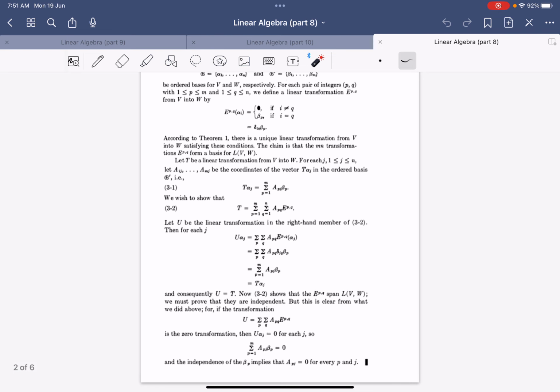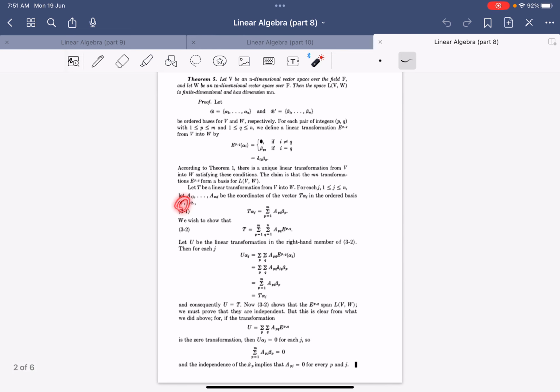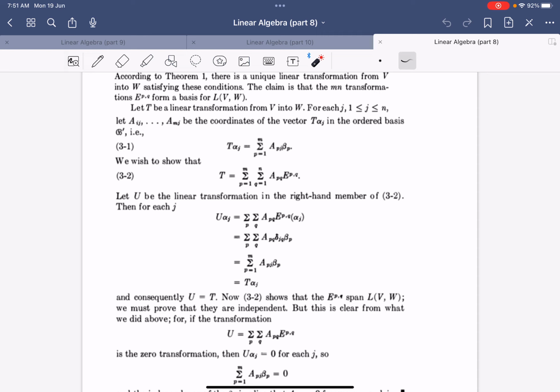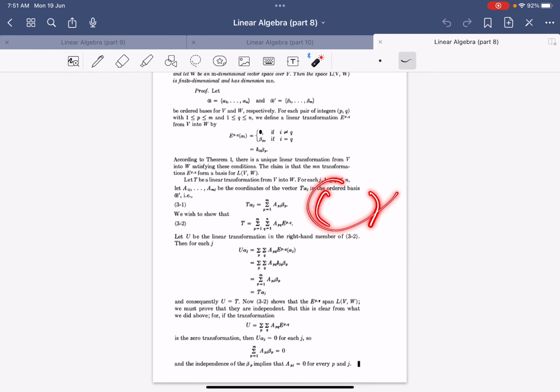Now you let T be a linear transformation from V into W, and these are the coordinates of the vector T alpha j in the ordered basis B prime. Then we will now wish to show this follows. And this follows because you can just take U to be a linear transformation, and then for each j, U alpha j will be the following. So basically the idea is just to show that this matrix will be the linear transformation.